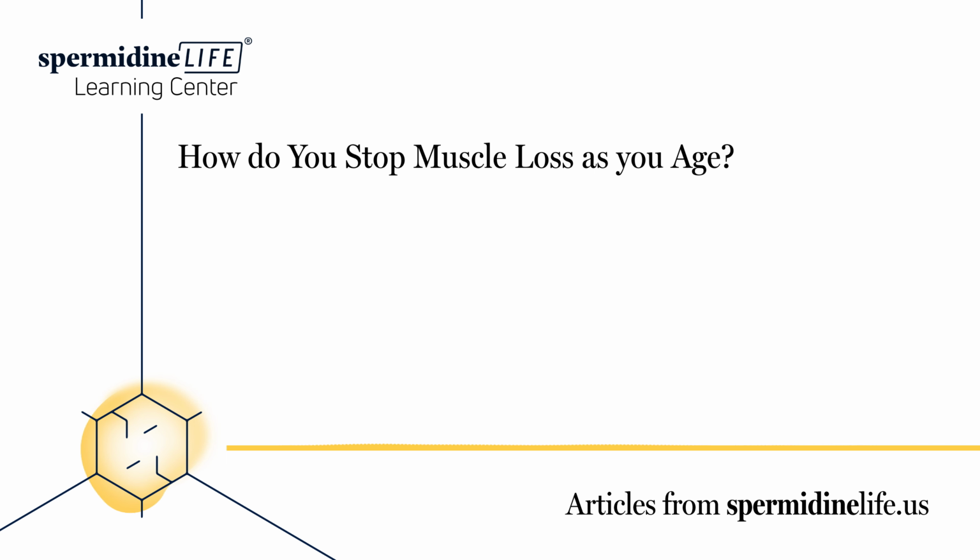Eat protein-rich foods. Recent research has found that adults can lose up to 8% of muscle mass each decade after age 40. One of the main reasons this happens is because older adults don't get enough calories, protein, and amino acids. Foods such as eggs, chicken, turkey, fish, and beans can get you the protein that you need.